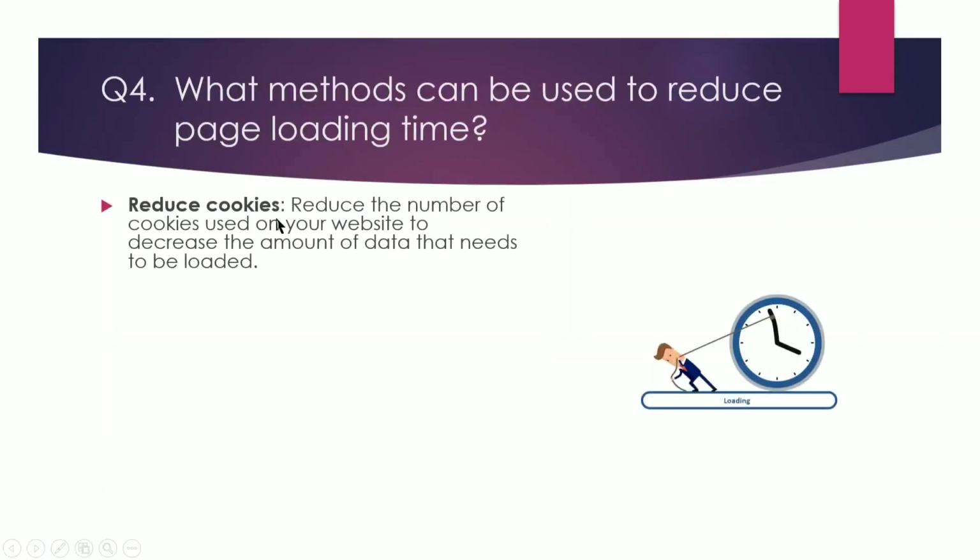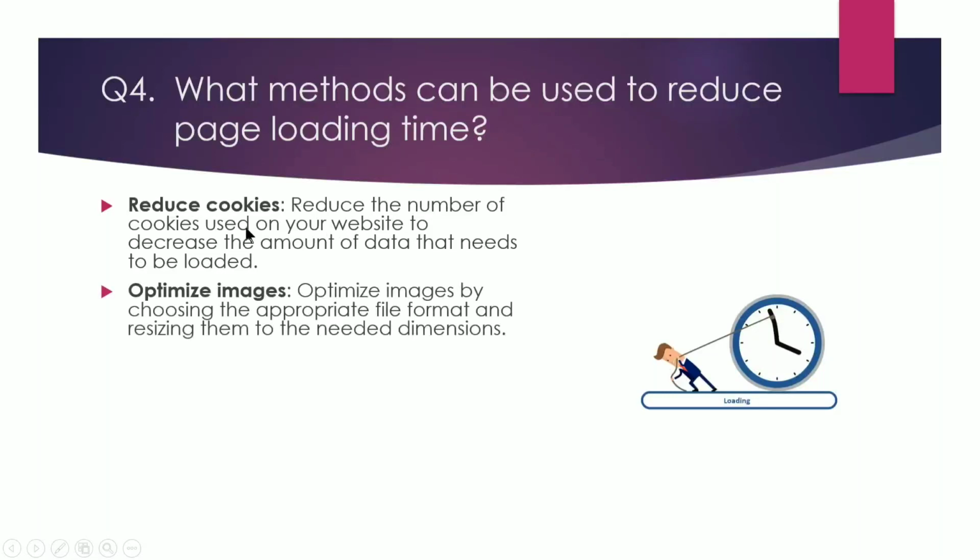Reduce cookies. Reduce the number of cookies used in your website to decrease the amount of data that needs to be loaded. So you should always try to use cookies for authorization data only. Suppose you are making a web project in which you are making some access tokens and all. So then you should keep those access tokens in your cookies only, and you should not add redundant data in your cookies. Okay, so you should consider this point.